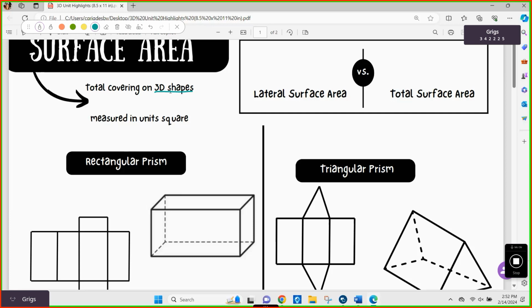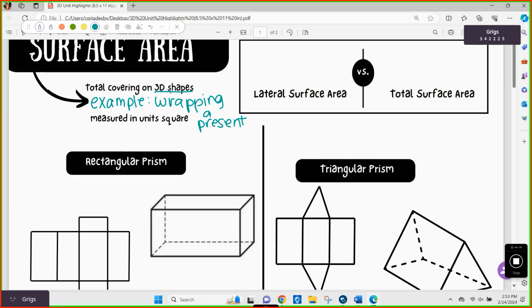So for example, it would be like wrapping a present. So surface area is like wrapping a present. If I took this tissue box, am I filling the inside of it? No. Filling the inside would be what? Perimeter, area, volume. Volume. If I fill something, I'm using volume. Surface area, I'm wrapping the outside.